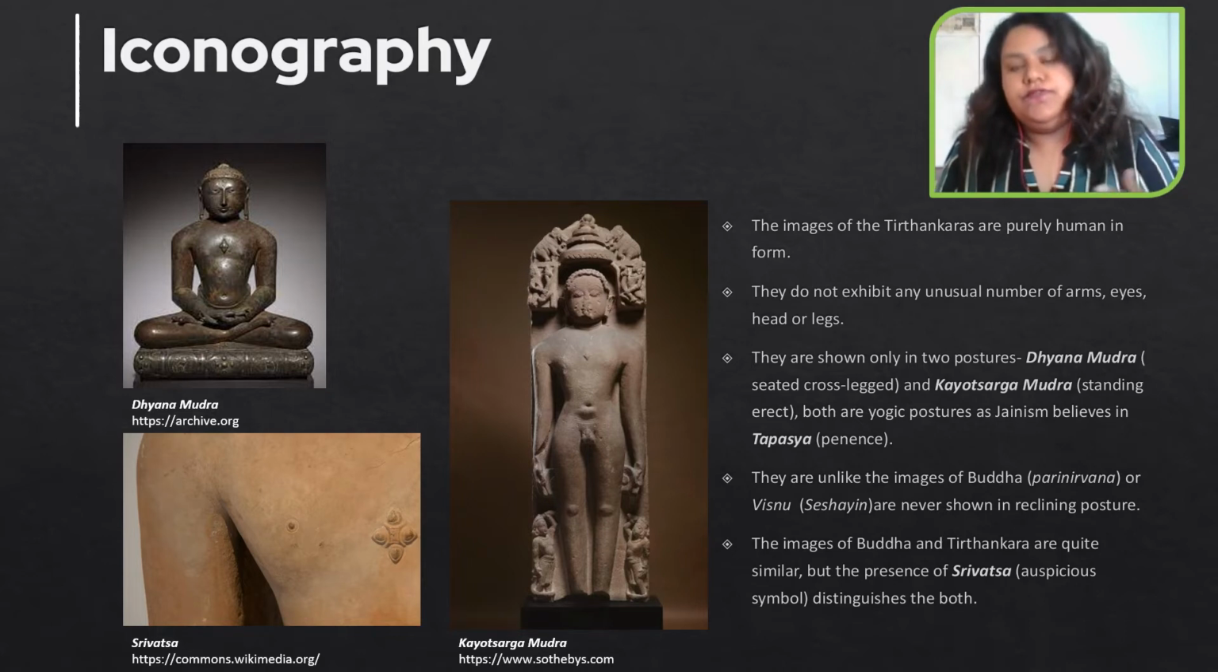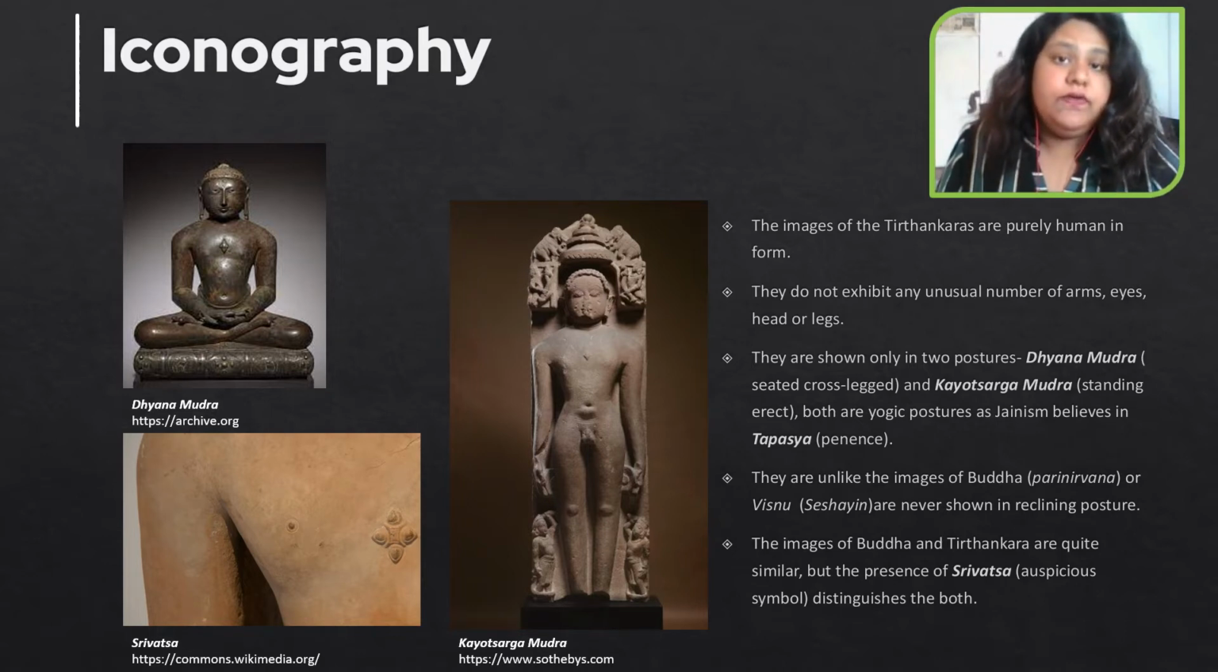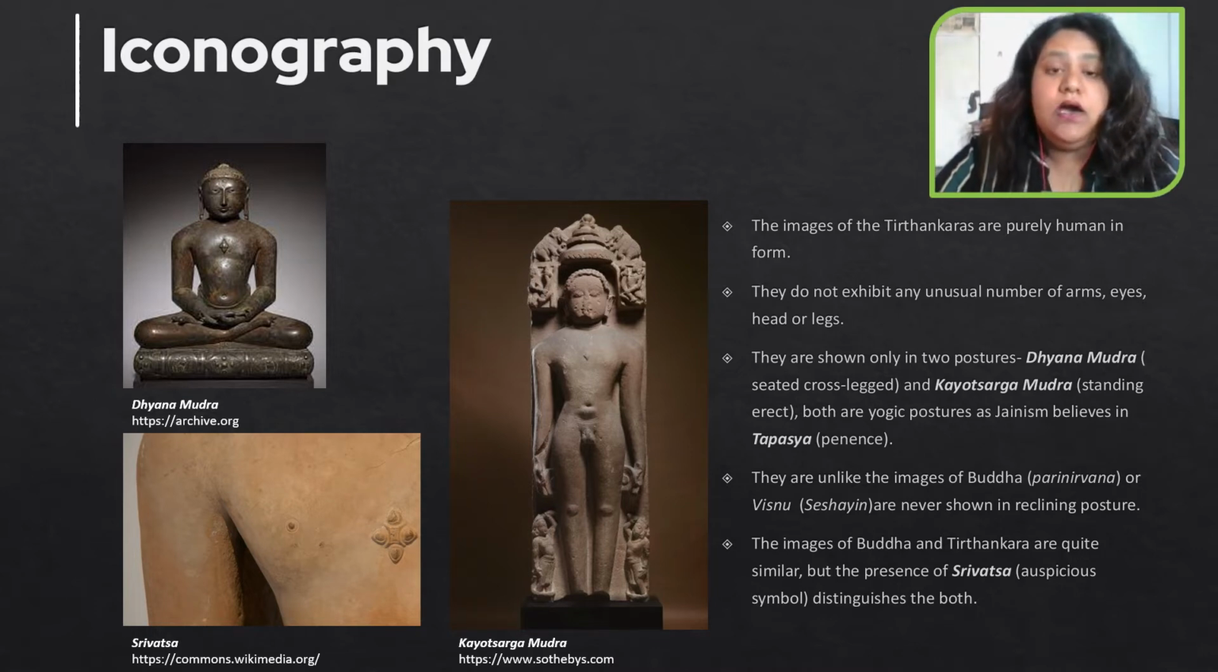Now we shift our focus towards Jaina iconography and how you identify whether an image is a Jain, a Buddhist, or another sect's image. The images of Tirthankaras are purely in human form and do not exhibit any unusual number of arms, eyes, heads, or legs, which we see in the later Brahmanical sculptures. They are usually depicted in two postures: the Dhyana Mudra, that is seated cross-legged, and the Kayotsarga Mudra, which is the standing erect form.